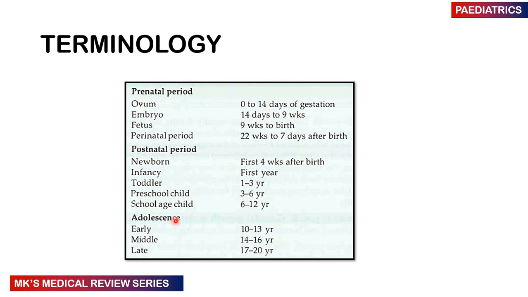And adolescence is, of course, from early adolescence 10 to 13, but most people actually put it at 13. Then middle adolescence 14 to 16. Late adolescence is 17 to 20. And beyond 20, you're considered an adult, I guess.